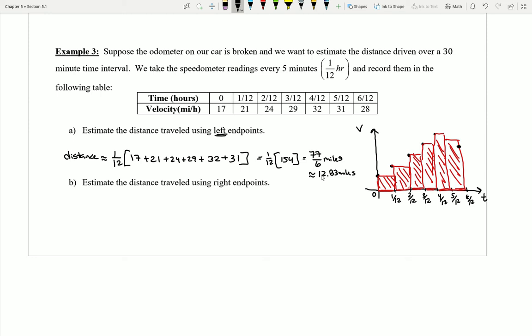Now it's also hard to tell from this if that's an overestimate or an underestimate. We don't really know because we don't have a picture of the function. So we don't know the picture of the exact area.